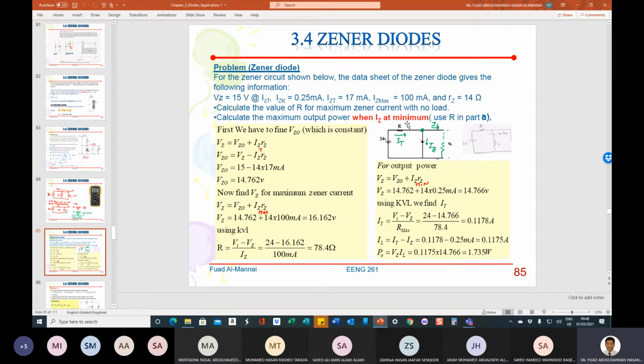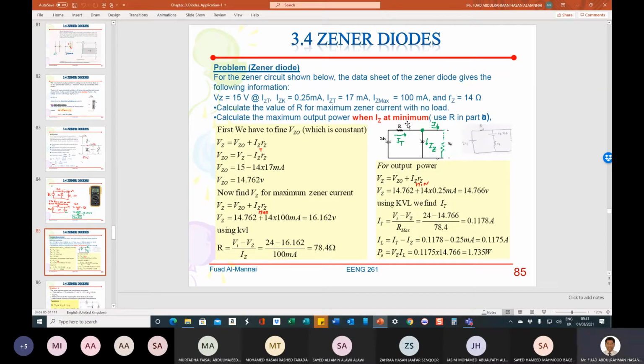All right. Now the second question: he said calculate the maximum output power. Remember the power, we dealt with it when we took Eeng 100 or 200, and said power is equal to VI, calculated when IZ is, of course, at minimum. And he said use R from the first part, which is part A in this example.